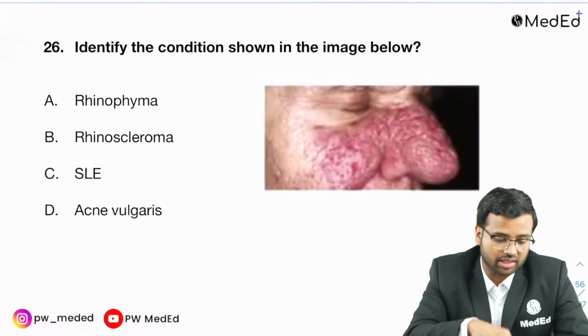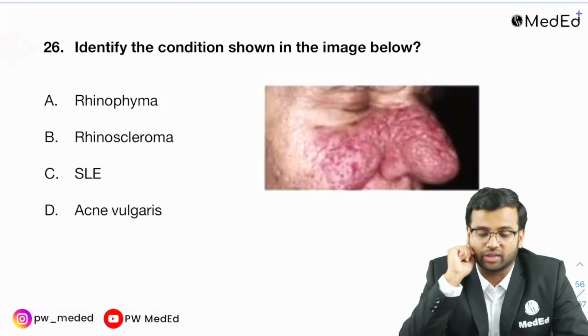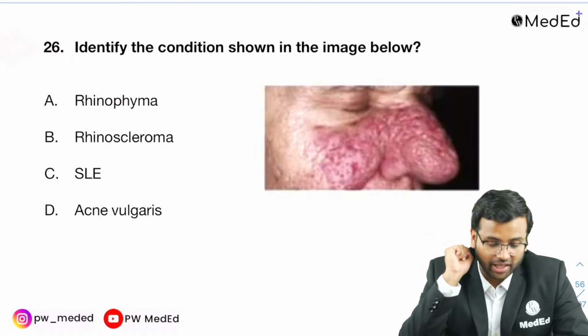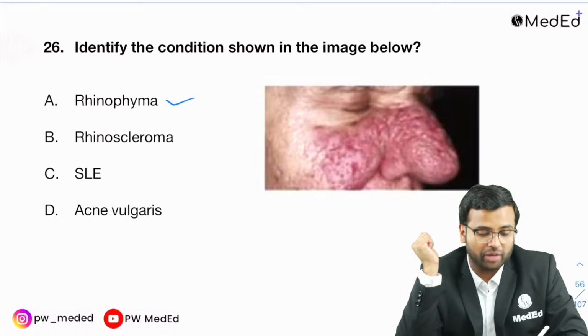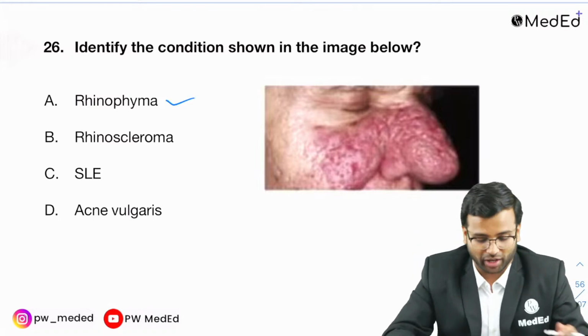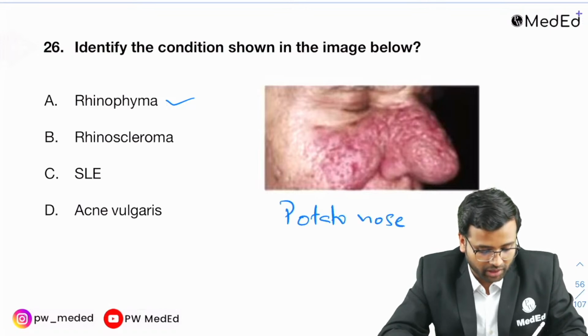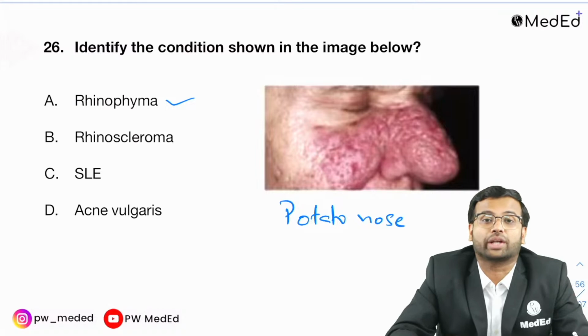Now what is this? Is it rhinophyma? Is it rhinoscleroma? Is it SLE or acne vulgaris? All of you are answering it as A, rhinophyma. Excellent. So what is rhinophyma? What is a common name of rhinophyma? It is also called a potato nose.